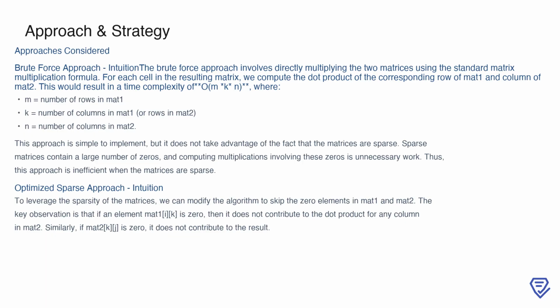To address this inefficiency, we can turn to an optimized approach that leverages the sparsity of the matrices. By skipping over 0 elements in both matrices, we can avoid unnecessary computations. For instance, if a particular element in mat1 is 0, it doesn't contribute to any dot product. Similarly, if an element in mat2 is 0, it has no impact on the resulting matrix. This insight forms the basis for a more efficient solution.